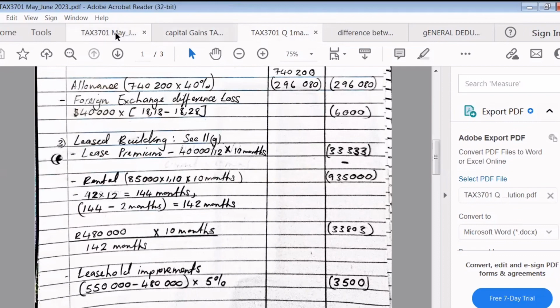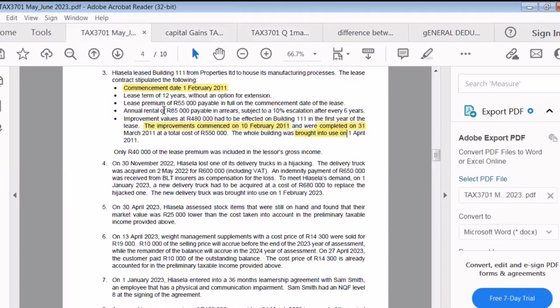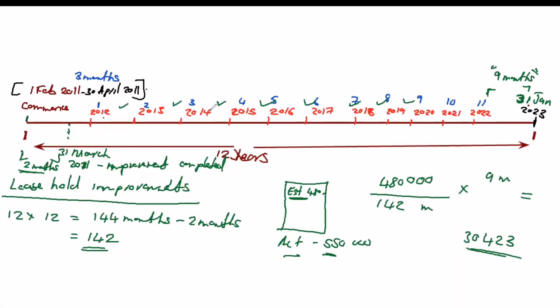And then on the rental, they are saying annual rental of 85,000 payable in arrears, subject to a 10% escalation after every 6 years. So this lease is 12 years. So somewhere along the line, if we're using our timeline, let's count 1, 2, 3, 4, 5, 6. From here moving forward, the rent goes up by 10%. So that's a simple calculation that you're supposed to do there.